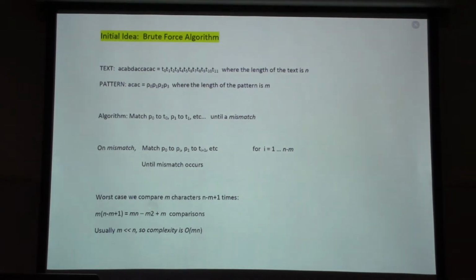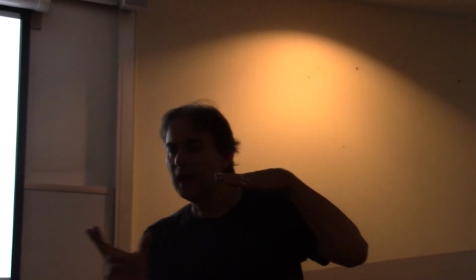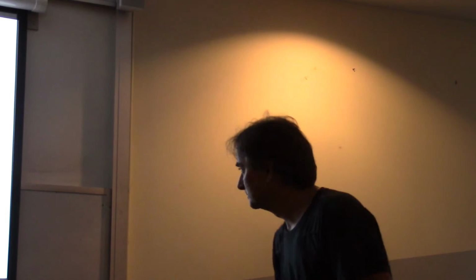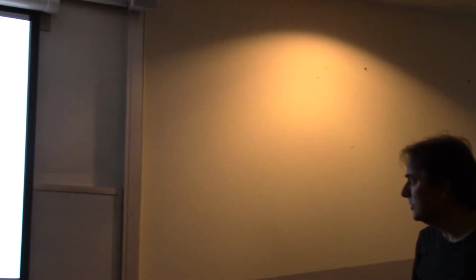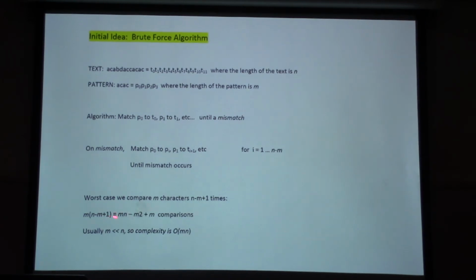All right, so what would be the complexity of this brute force algorithm? We can say we compare m characters in the pattern about n minus m plus 1 times. That means starting the pattern at the beginning of the text and ending it n minus m plus 1 characters before the end of it, and each of those could be a full comparison. So we would multiply m by n minus m plus 1, which gives us this number here.